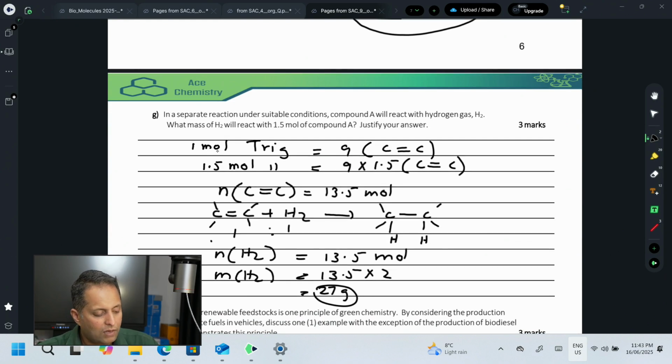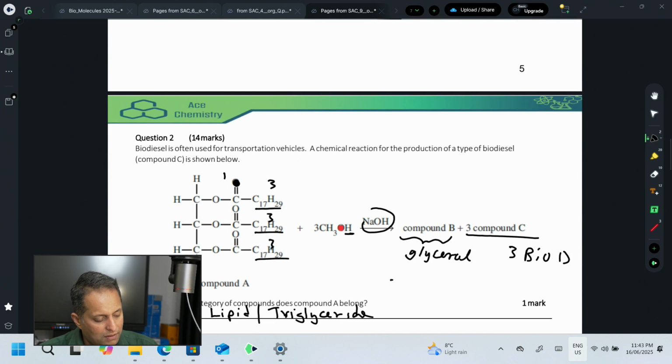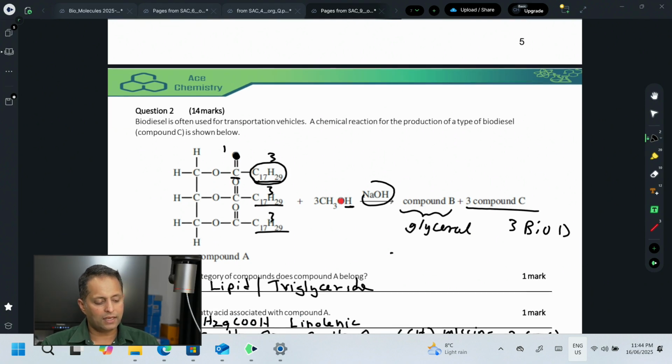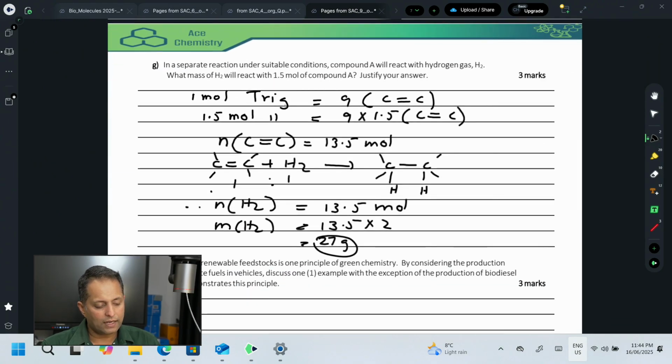What did I do? 1 mole of triglyceride has got 9 moles of carbon-carbon double bond. Why? Let me go back and see this part. The C17H29 part has got 3 carbon-carbon double bonds, so 3, 6, 9. That is why I said 1 mole of triglyceride has 9 moles of carbon to carbon double bond. Is that clear? So 1.5 moles of triglyceride should have 13.5 moles of carbon to carbon double bond. Each mole of carbon to carbon double bond reacts with 1 mole of hydrogen. 1 to 1 is the ratio. Therefore, the number of moles of hydrogen is 13.5. Therefore, the mass of hydrogen you need is 27 grams. So I did not show you that.